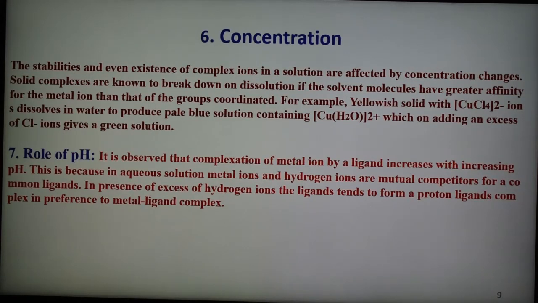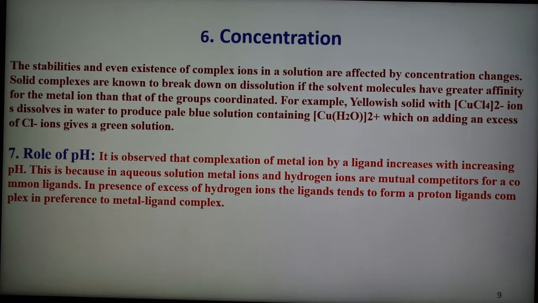And number 6 is the concentration. We can say that the stability and even the existence of a complex ion in solution are affected by concentration changes. Solid complexes have greater affinity for the metal ion as compared to the coordinated group. For example, yellowish solid copper chloride ion dissolved in water produces a pale blue solution containing the [Cu(H2O)n]2+ complex, which on adding excess chloride ion gives a green solution. So concentration is another factor affecting the stability of the complex.